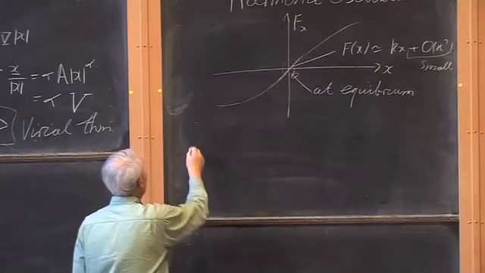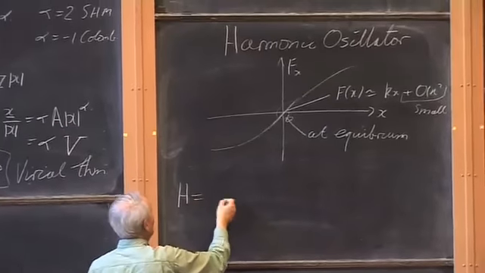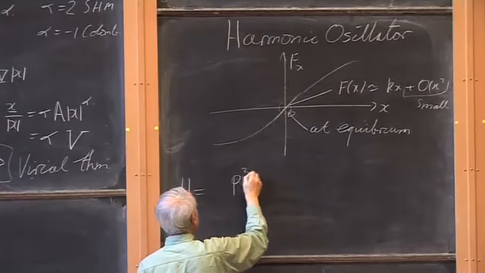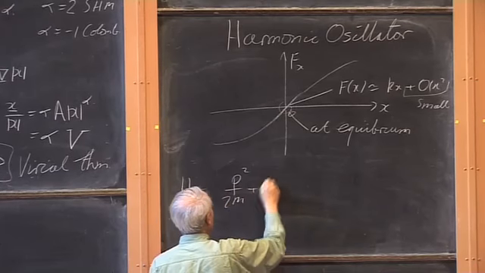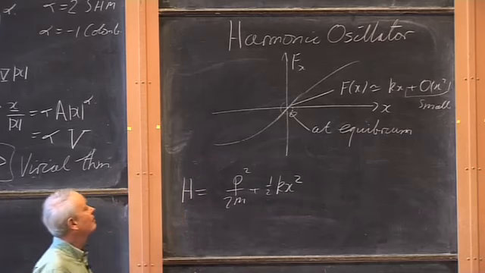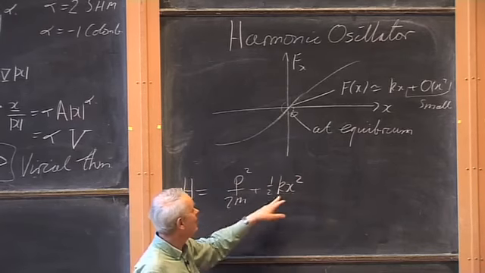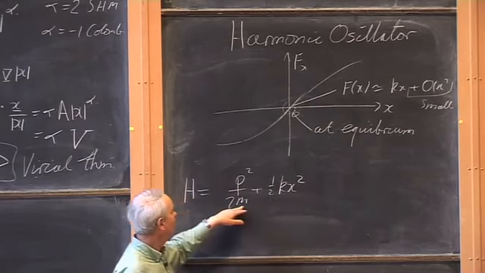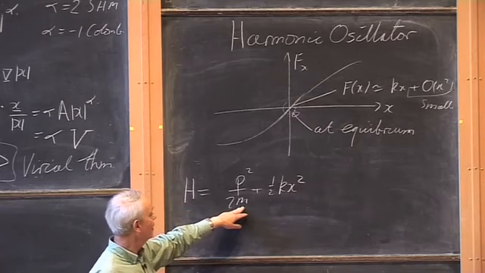Okay, so let's agree what the Hamiltonian of this thing should be. The Hamiltonian of our harmonic oscillator should be p squared over 2m plus a half k x squared, right? Because if the force is going like that, you integrate it up, this becomes the potential energy, and this is, of course, the kinetic energy. We're familiar with that already.